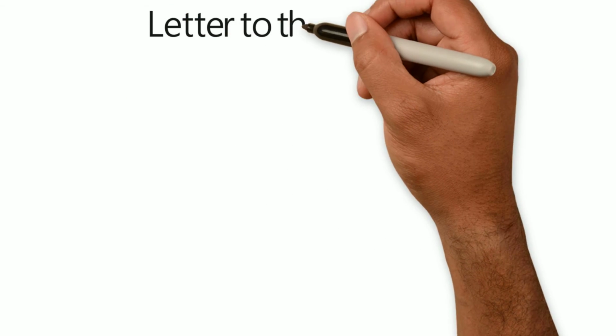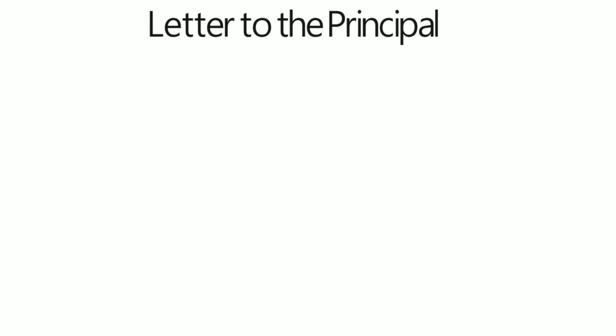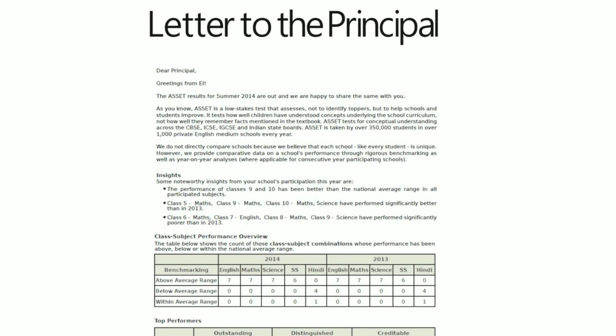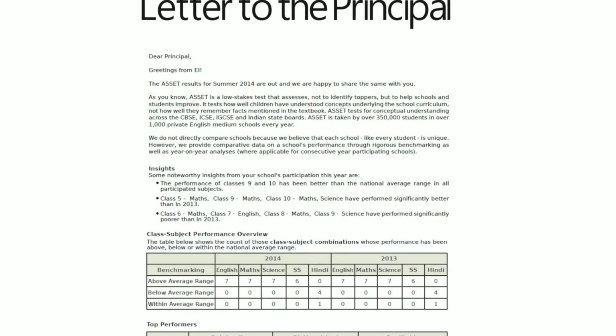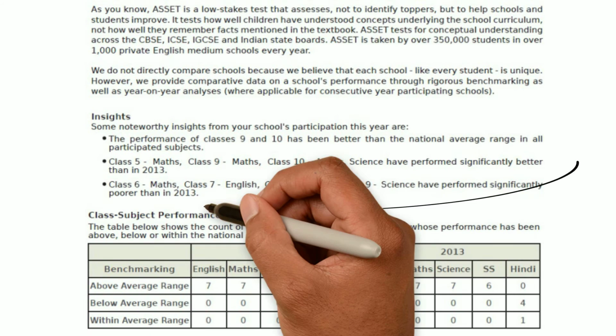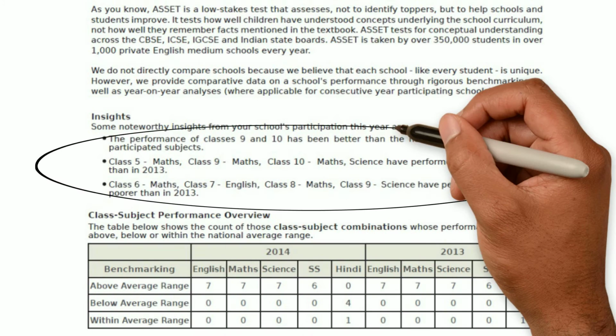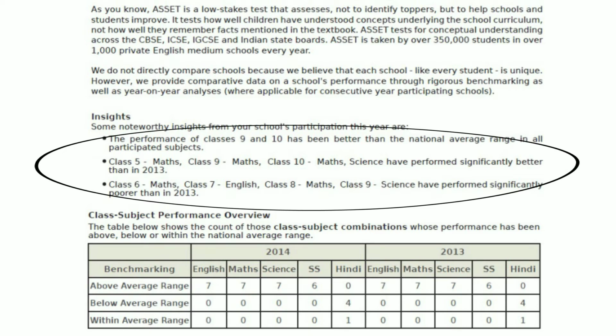The letter to the principal contains insights based on the performance of the school. It gives you a snapshot of how different classes in the school have performed. You can see in this example that the performance of classes 9 and 10 has been better than the national average, and that classes 5, 9 and 10 have better performance in maths compared to last year.